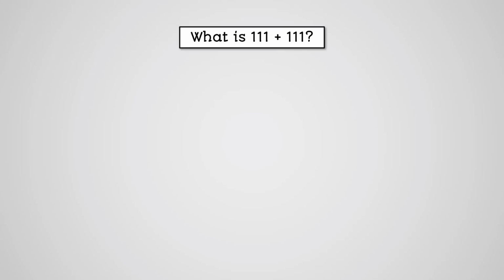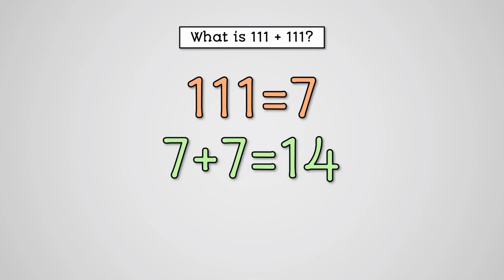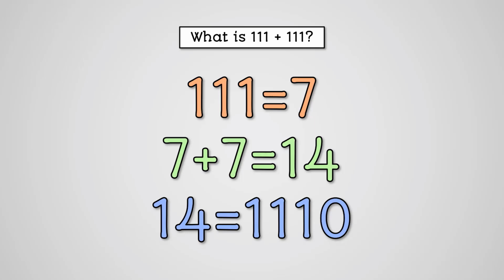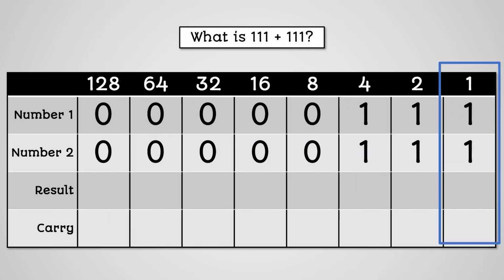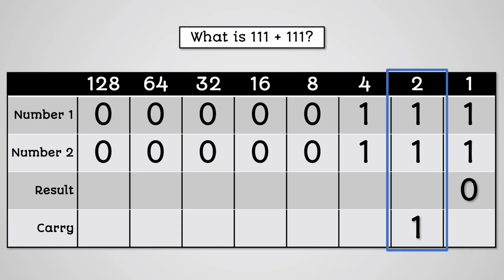So let's try another example. Let's say we wanted to add 111 and 111. 111 is 7, so 7 plus 7 should equal 14, which is 1110 in binary. Let's start with the ones column. 1 plus 1 equals 0, carry the 1. Now let's look at the twos column. 1 plus 1 plus 1 equals 1, carry the 1.